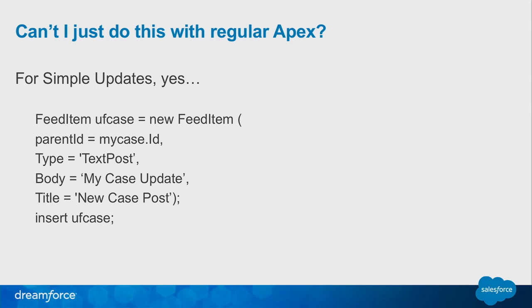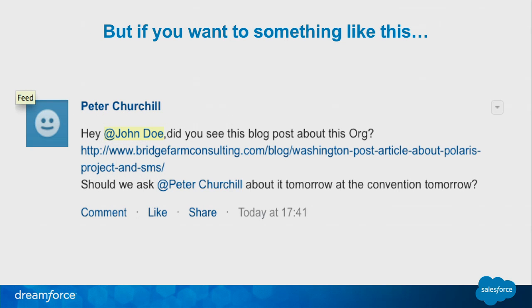A question you often see is, can I just do this in regular Apex? And you can still just insert into the FeedItem object, but you're pretty limited in what you can do. You can do a simple text post, a simple link, that's about it. If you want to do something like this, where you've got text, you've got an @mention, you've got links, you want to add attachments, and you want richer functionality, you need to tap into the ConnectAPI.